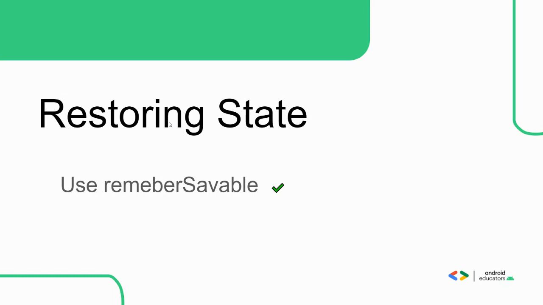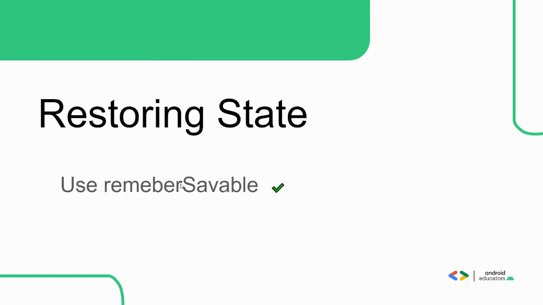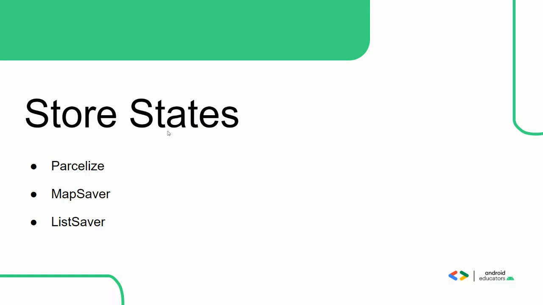Now see this example as well. I'm using remember saveable. Since I'm using saveable here, that means when the activity gets destroyed and recreated again by configuration change, or maybe the system loads it again, my UI will not get reset. It will be using the same value from the previous one. So for that you can use this remember saveable for restoring state.